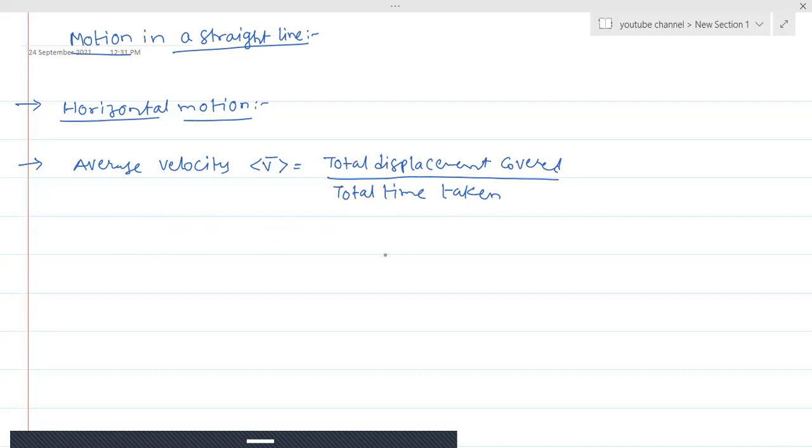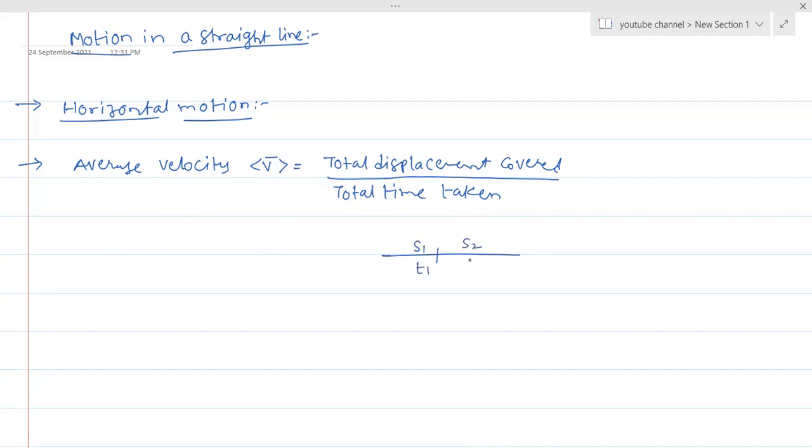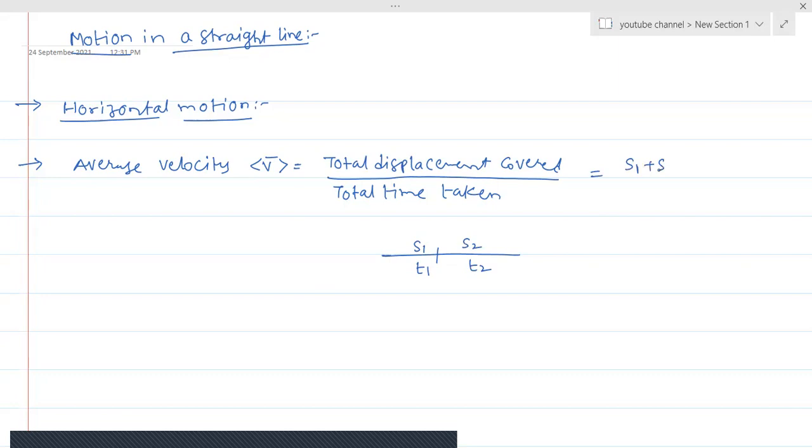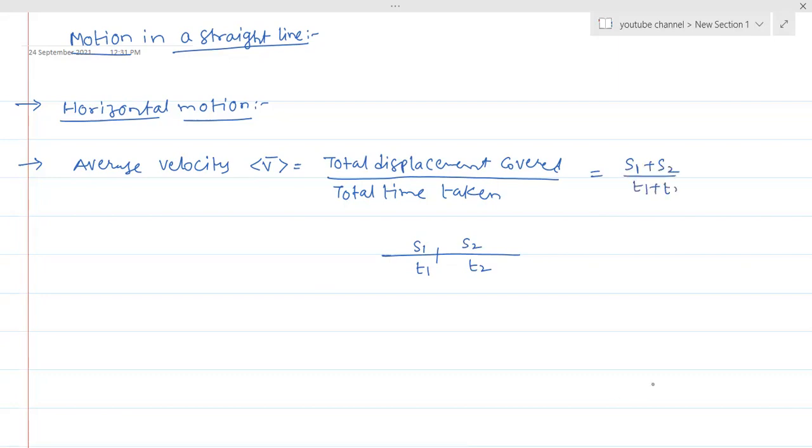For example, in the given segment, let us say the body travels s1 distance in a time t1 and s2 distance in a time t2. So we will take the average velocity as s1 plus s2 by t1 plus t2.